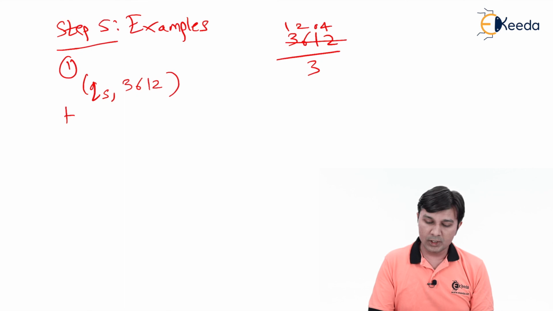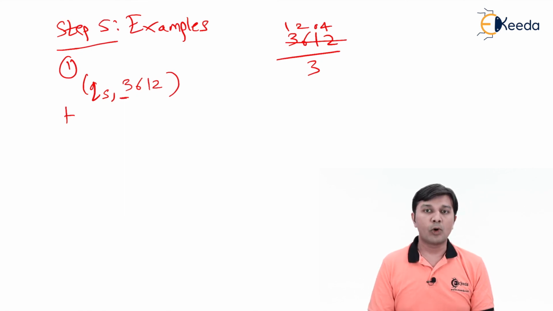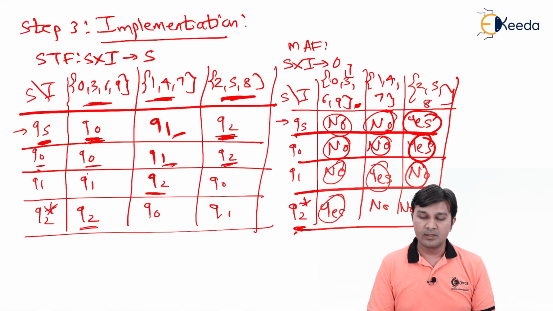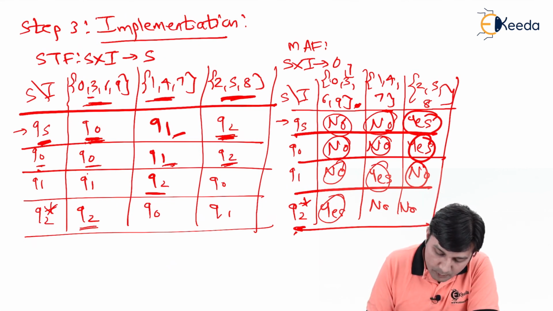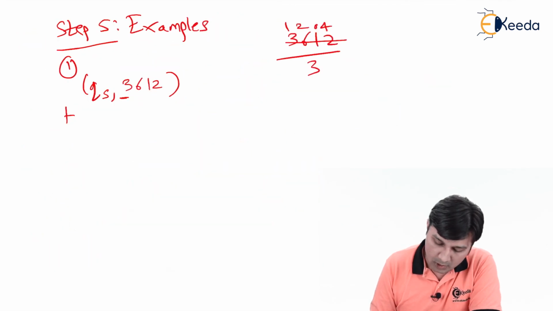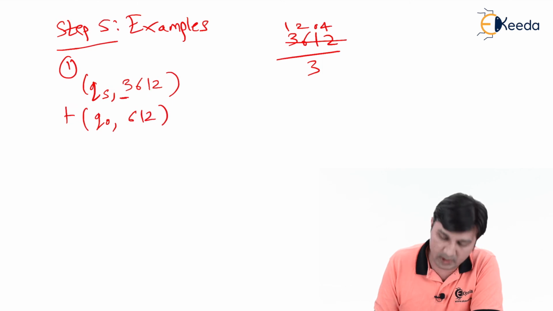So what am I trying to say over here is, QS on receiving an input symbol 3, what is happening? Tell me. If I go to my transition function or the implementation, I see that QS on receiving an input symbol 3 is going to take me to a state Q0. So let us do that. QS on receiving input symbol 3 is going to the state Q0. What is pending with me is 612.